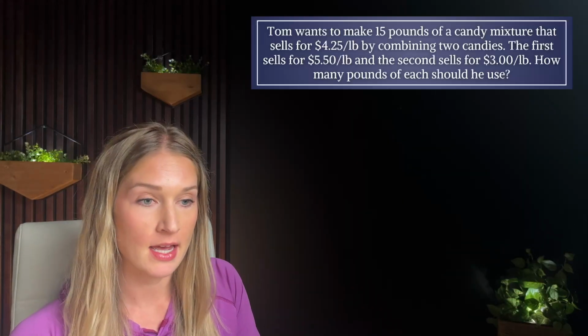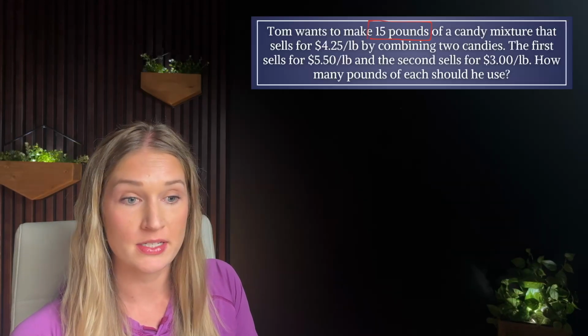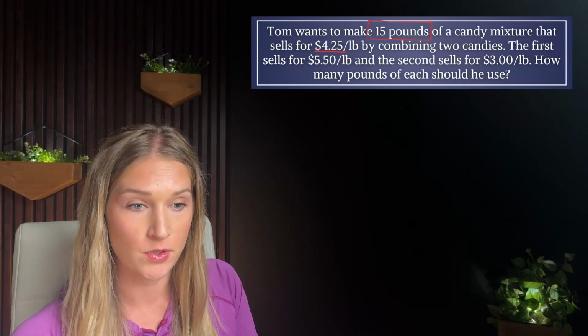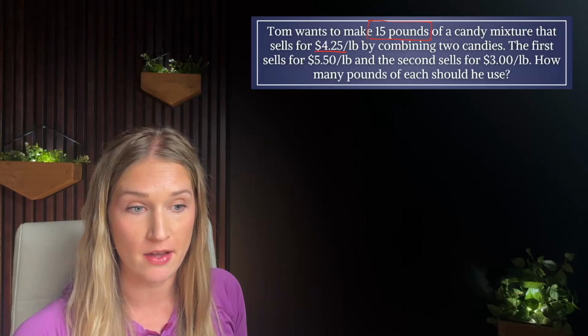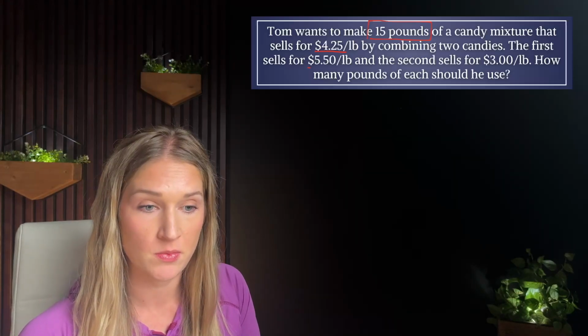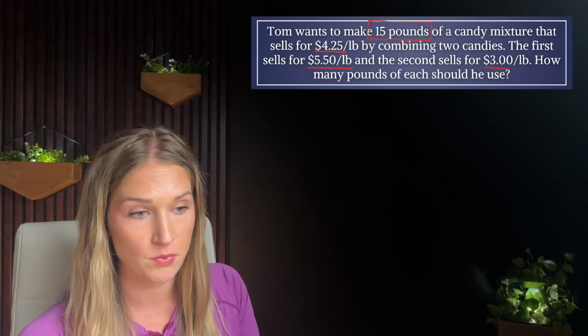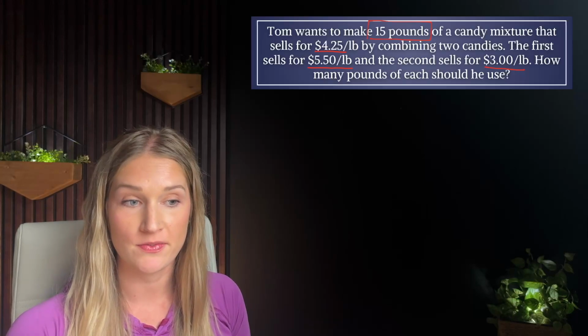So I see that he wants to make a total of 15 pounds, and it's going to sell for a price of $4.25 per pound. The first candy that he's going to pour into the mixture is this one that costs $5.50 per pound, and the second one is $3 per pound. How many pounds of each should he use?